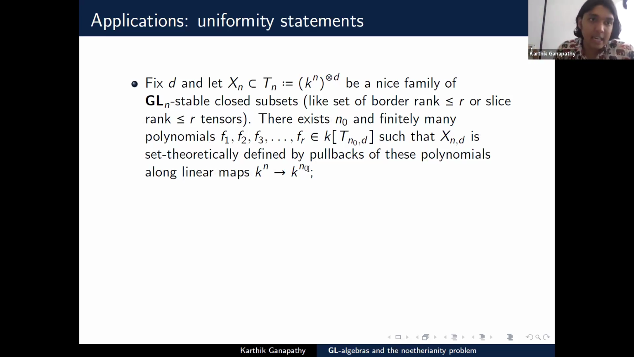But this is only a set-theoretic statement, not an ideal-theoretic statement. We don't know the corresponding statement for the vanishing ideal. We only know this as a statement of varieties.